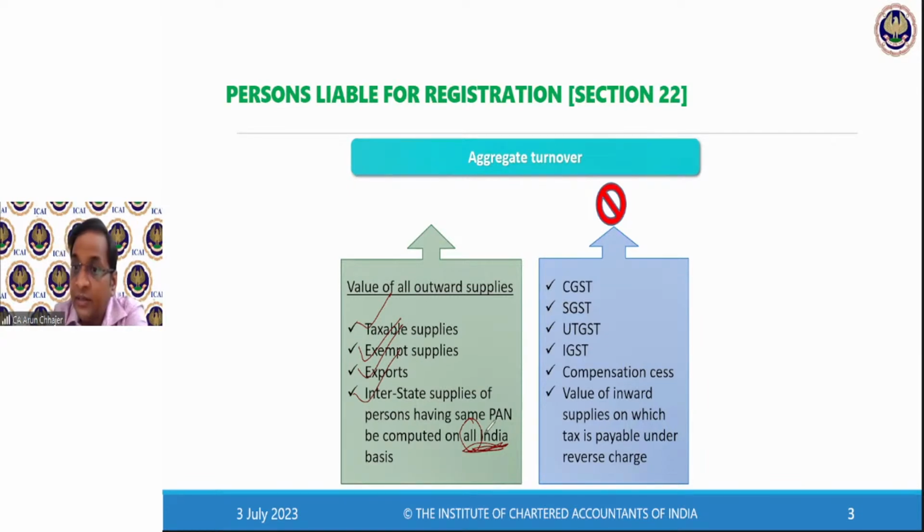Suppose I have one business unit in Delhi and one business unit in Rajasthan. I have to calculate the aggregate turnover by taking all sales of Delhi as well as Rajasthan. And also I will take the sales from Delhi to Rajasthan or vice versa. What we are doing? We are calculating the aggregate turnover.